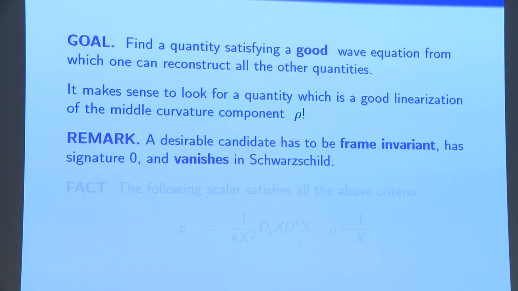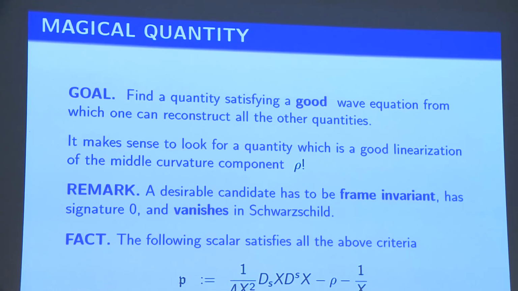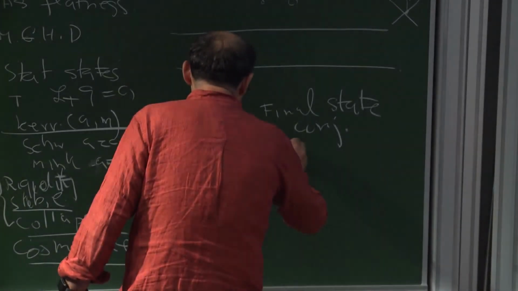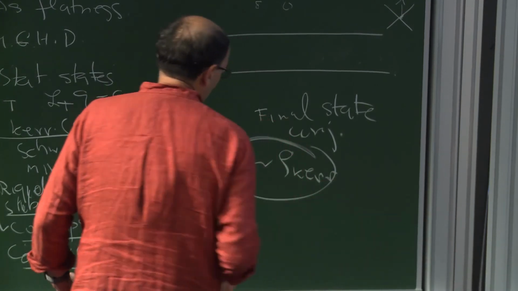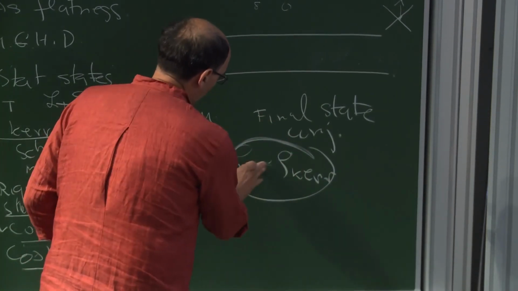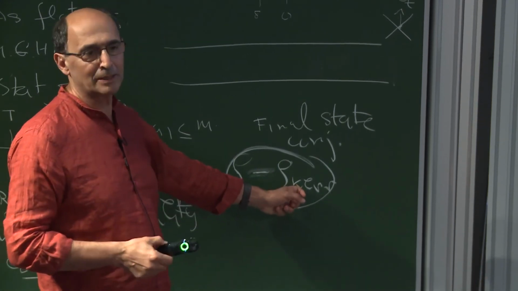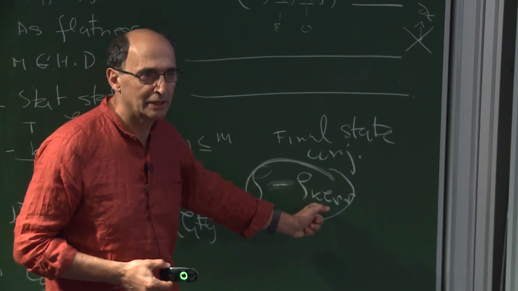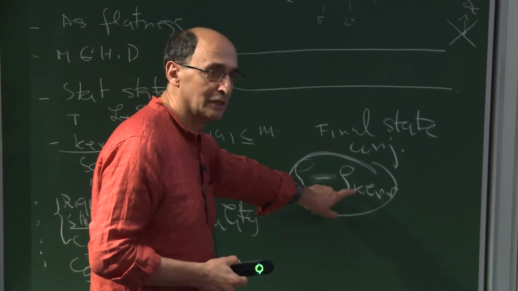So the idea is to find a good quantity which linearizes the only component of the curvature which is non-trivial, the one which is close to rho Kerr. Saying that it's close to rho Kerr is kind of misleading, because only in a system of coordinates can I talk about the true value of rho and Kerr. But I don't have a system of coordinates to start with.